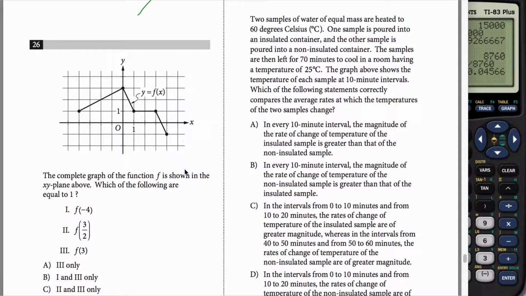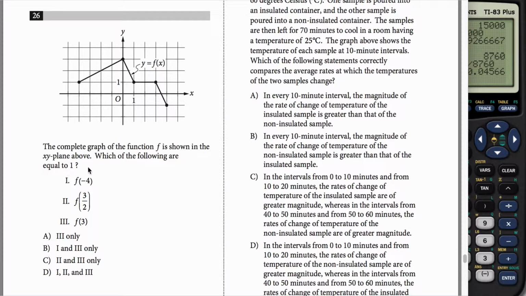26 says, here's a function right here. Which of the following are equal to 1? Well, f of negative 4 is asking you what is the height of this function when the x-coordinate equals negative 4. The x-coordinate equals negative 4 right here. The height right here is positive 1. So that thing equals 1.